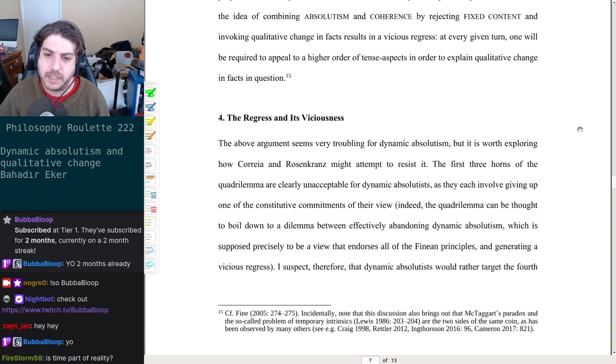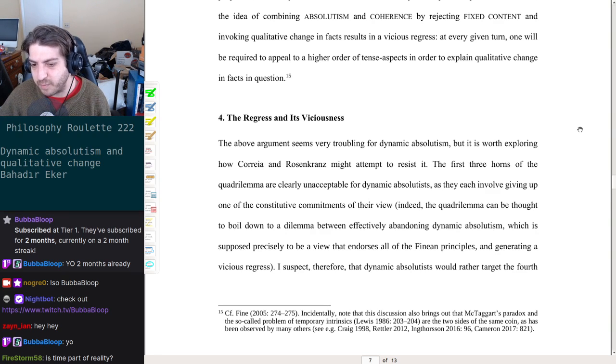The above argument seems very troubling for dynamic absolutism, but it is worth exploring how Correa and Rosenkranz might attempt to resist it. The first three horns of the quadrilemma are clearly unacceptable for dynamic absolutists, as they each involve giving up one of the constitutive commitments of their view. Indeed, the quadrilemma can be thought to boil down to a dilemma between effectively abandoning dynamic absolutism, which is supposedly precisely to be a view that endorses all of the Feynman principles, and generating a vicious regress.